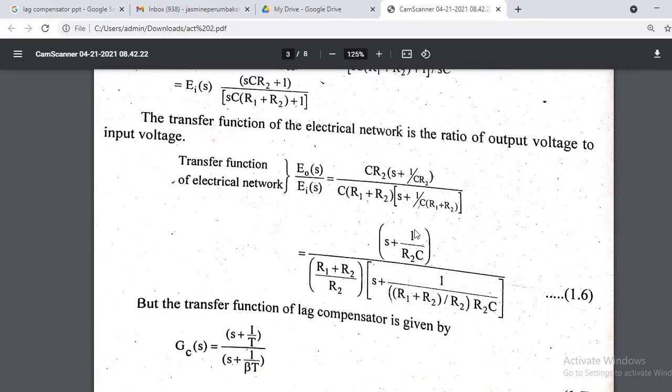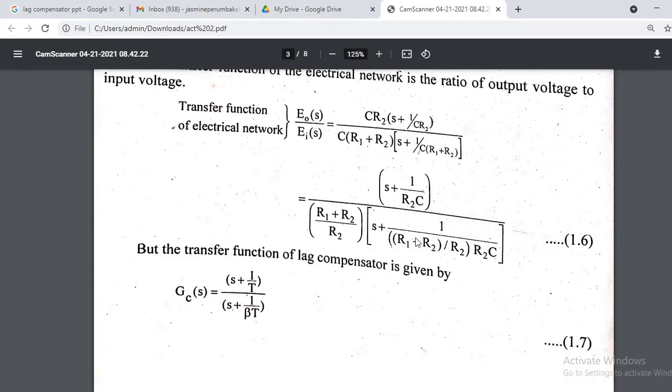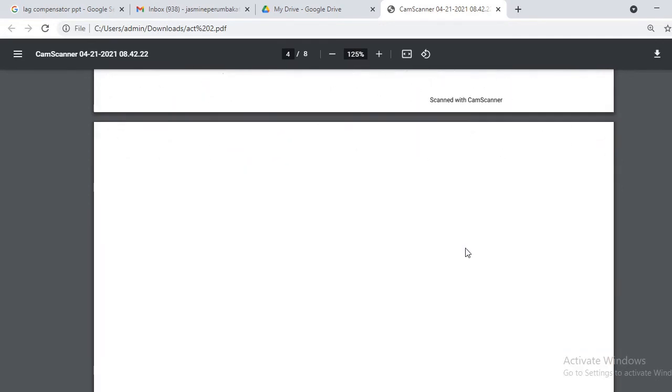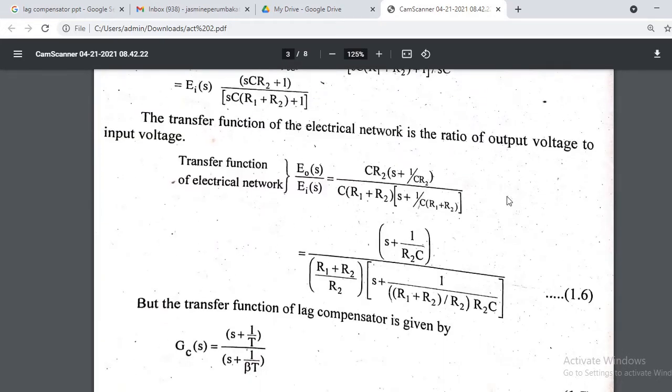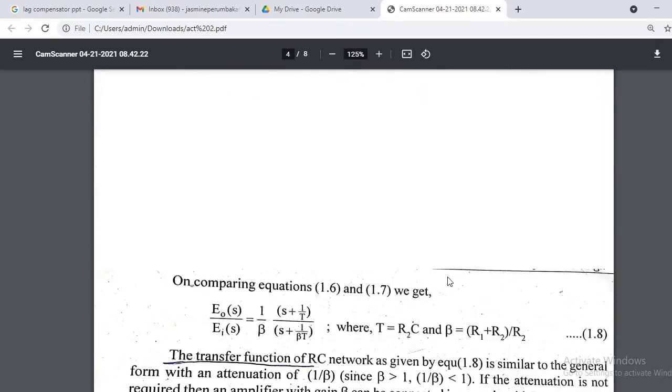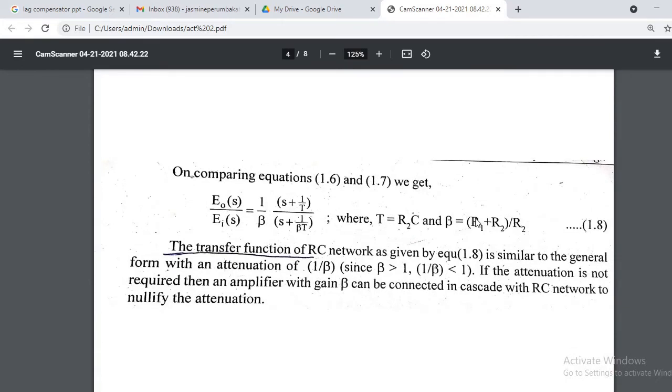So what is 1 by T? 1 by T equal to 1 by R2C. Similarly 1 by beta T. Where T equal to R2C and beta equal to R1 plus R2 divided by R2. That is, we are combining this equation with the general equation of the lag compensator transfer function, S plus 1 by T divided by S plus 1 by beta T. And we are getting T equal to R2C and beta equal to R1 plus R2 by R2.